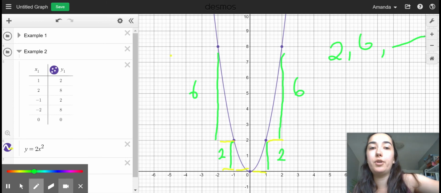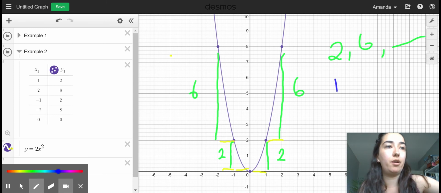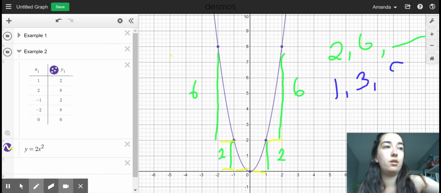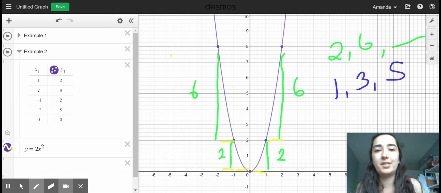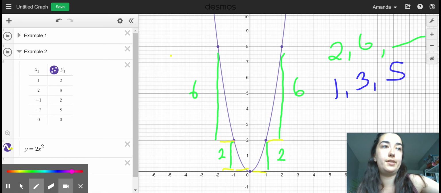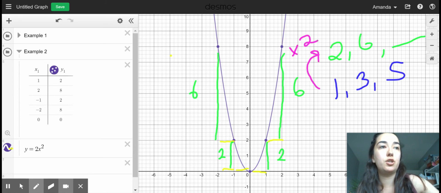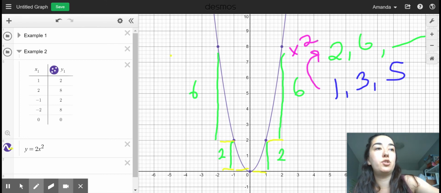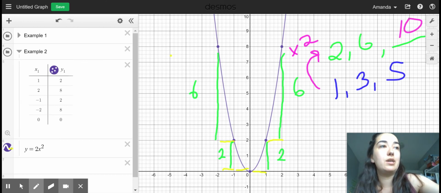Now let's think, what was your original step pattern? Well, the original step pattern was 1, 3, 5. What's the difference between those two step patterns? Well, obviously our current step pattern has a factor of 2, a multiplication of 2 being applied. 1 times 2 is 2, 3 times 2 is 6. And so I can predict that the next step would indeed be 10, because 5 times 2 is 10.